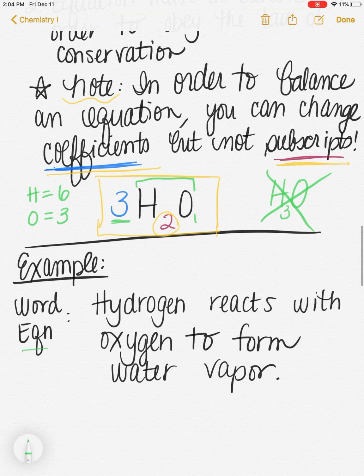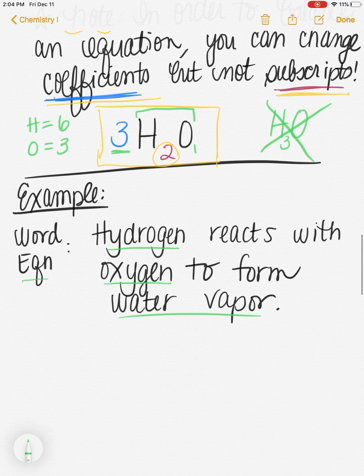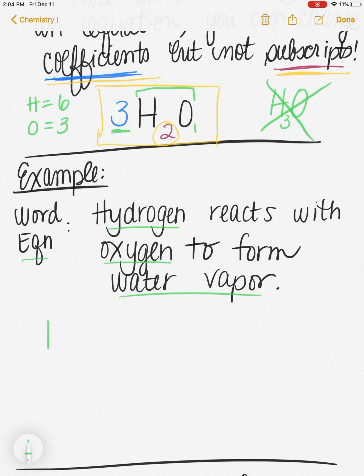Okay, so let's try to turn a word equation into a balanced chemical equation. So our word equation says hydrogen reacts with oxygen to form water vapor. All right, hydrogen, the symbol for hydrogen is H.